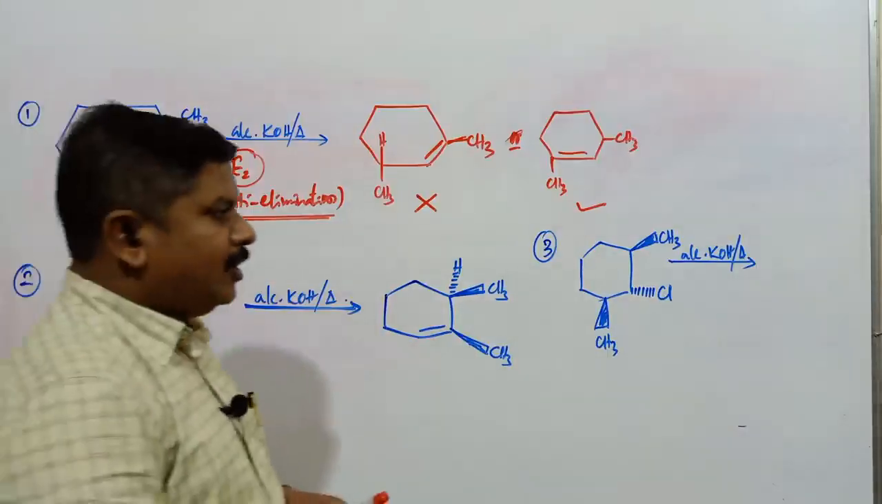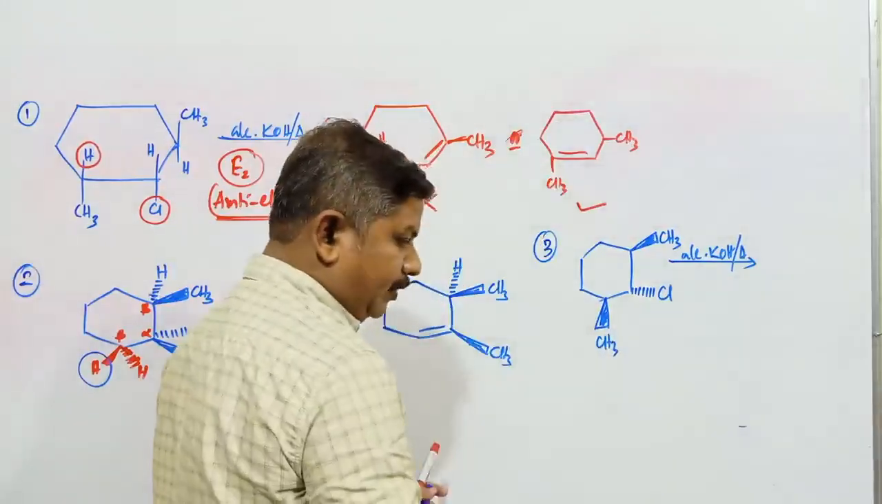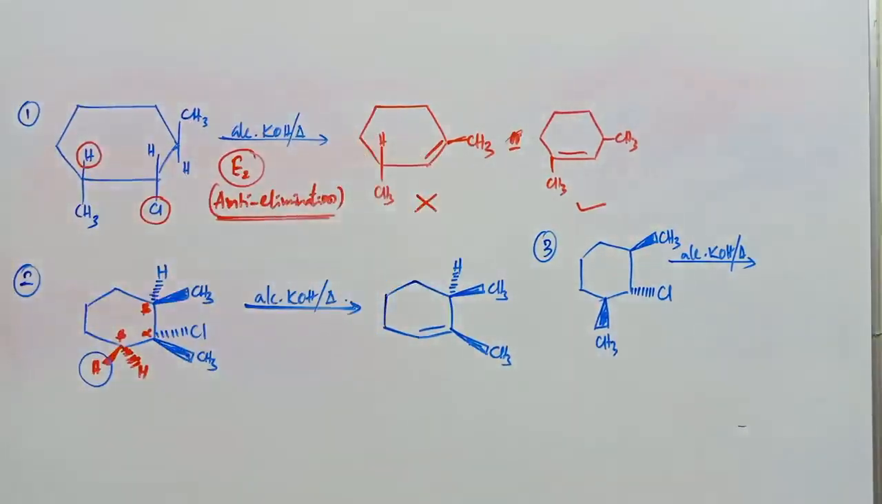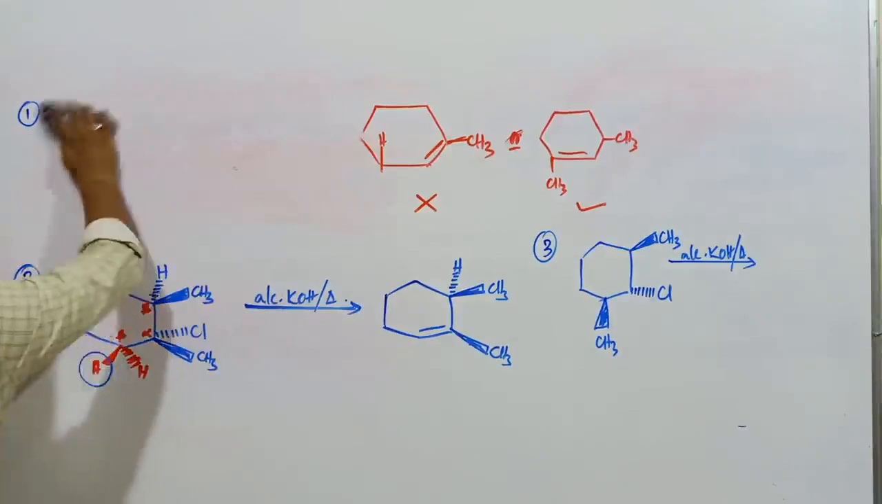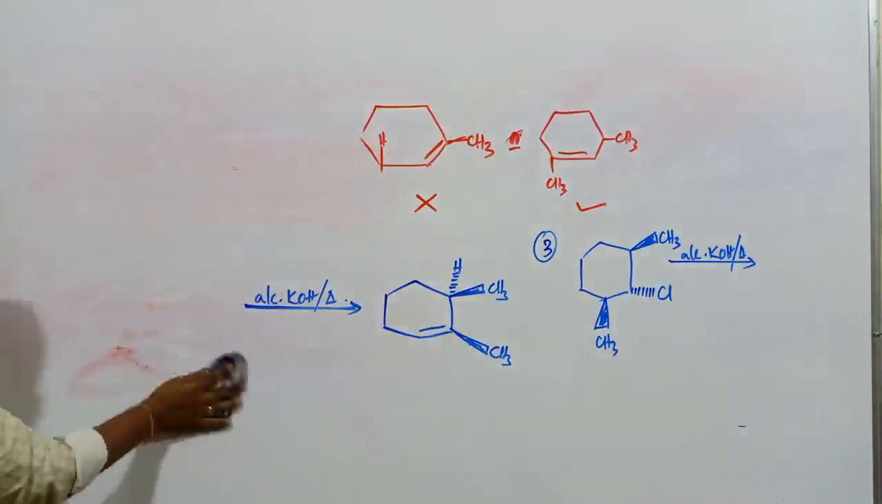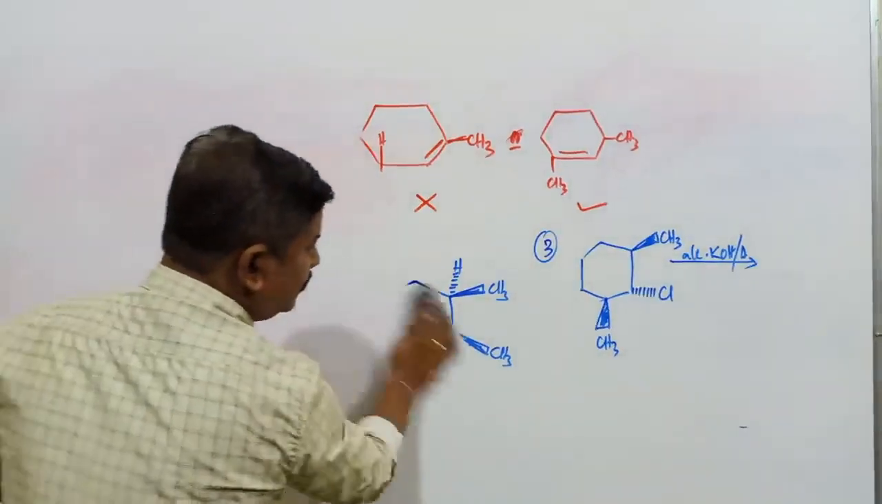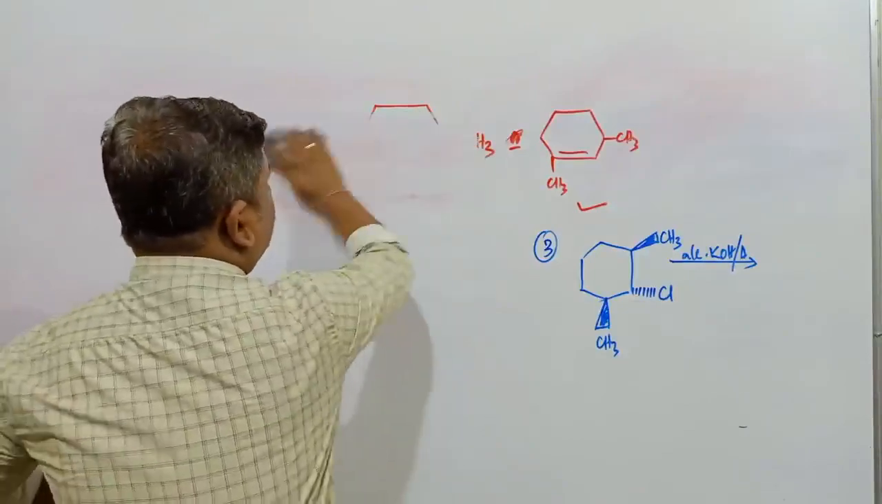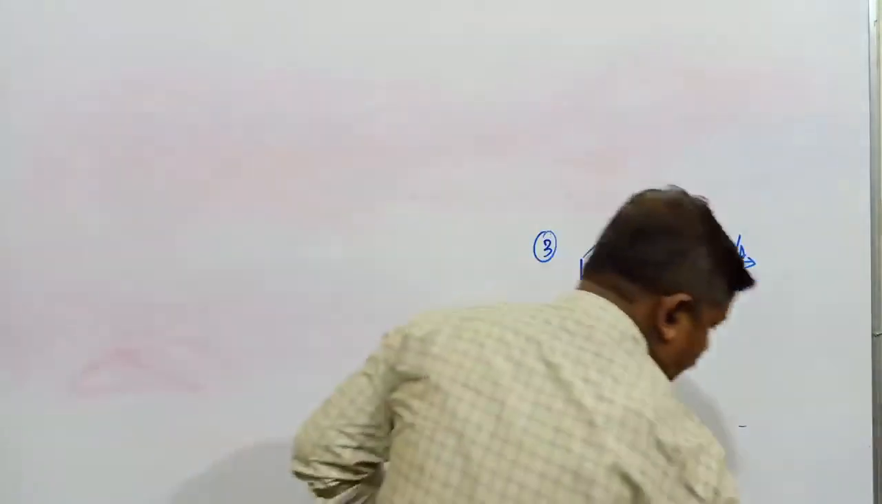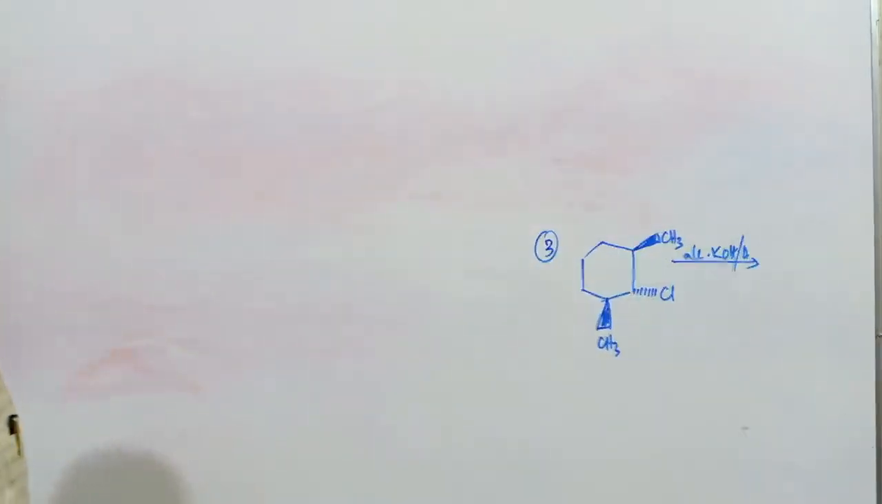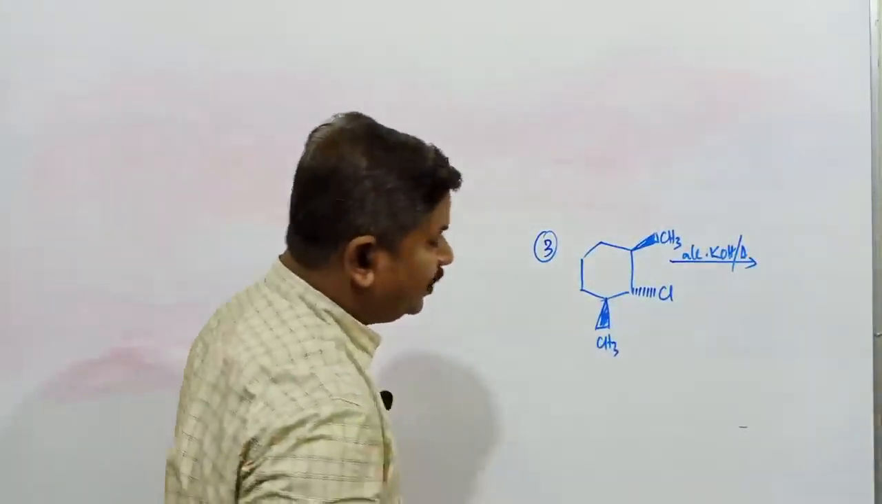What is the product obtained in case of this molecule? Copy it. I'll review these two questions. What is the product obtained in case of this dehydrohalogenation?